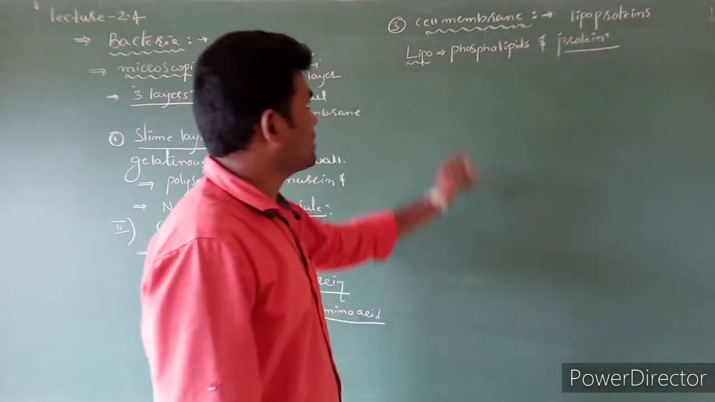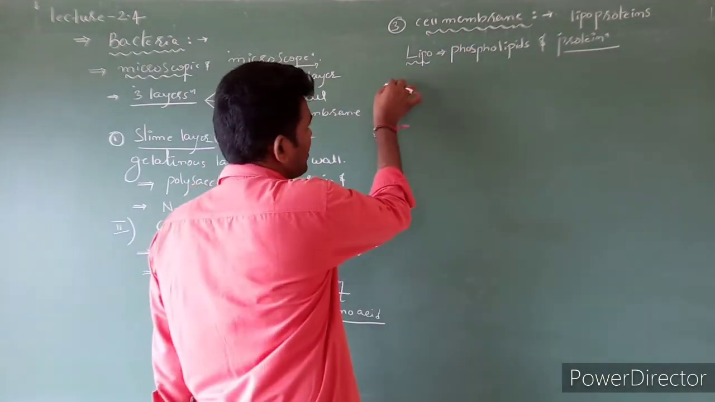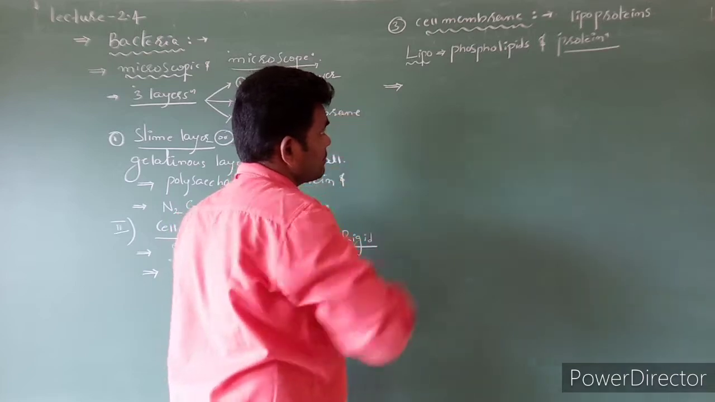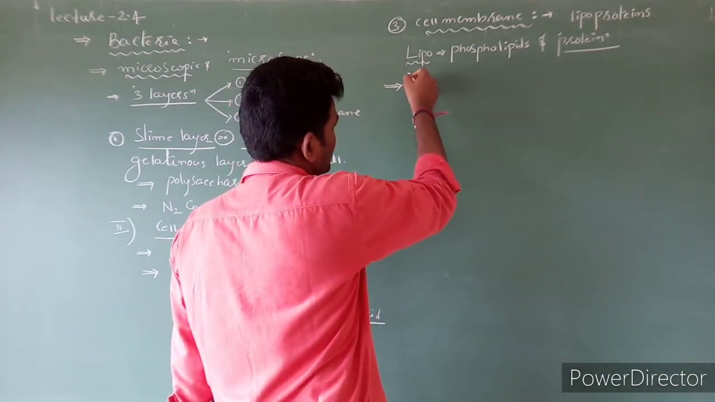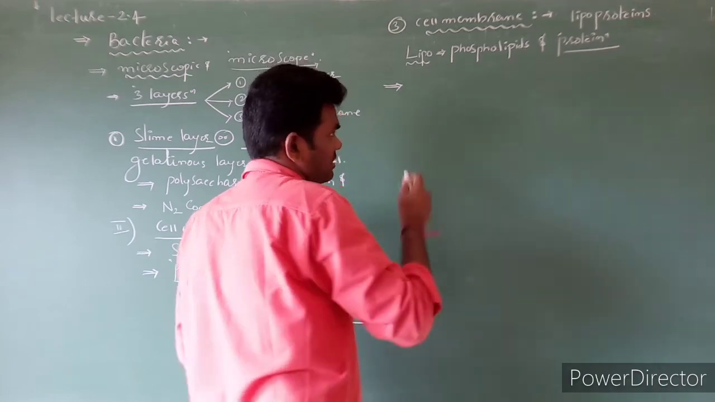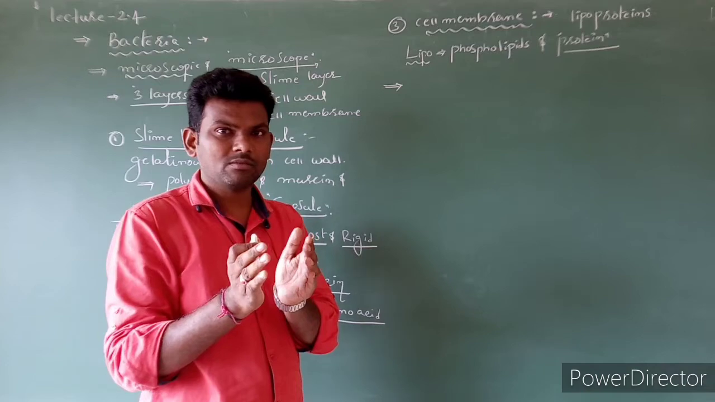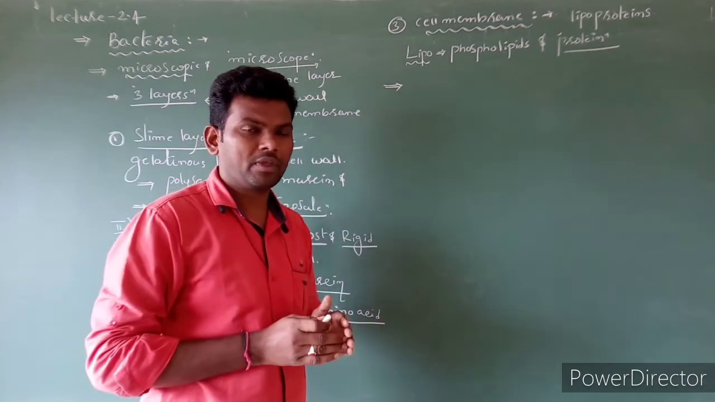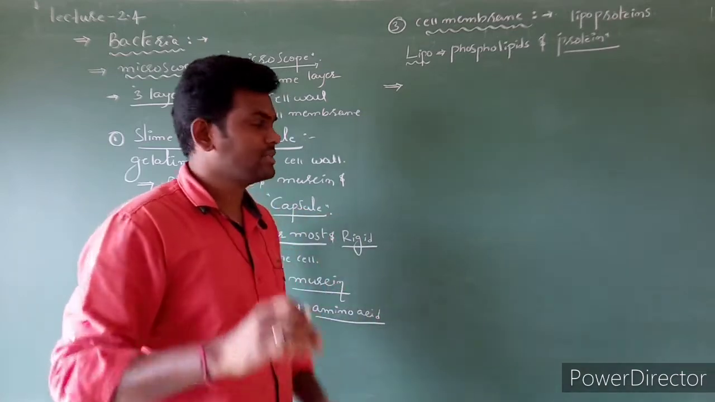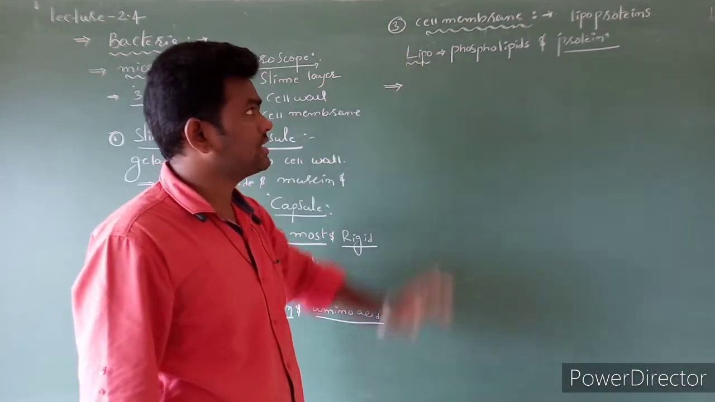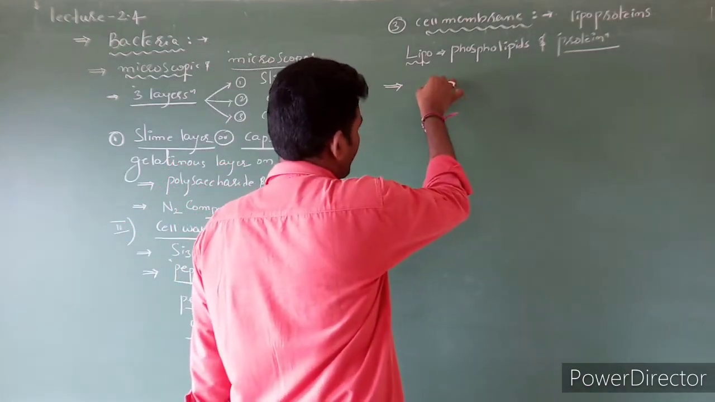So this is regarding the cell membrane. It is on the inner side of the cell wall. It is going to separate the cytoplasm from the cell wall. In between the cell wall and cytoplasm, one small layer is present. Such a layer is called what? Cell membrane. So let's see the diagram, a very small diagram of bacteria.